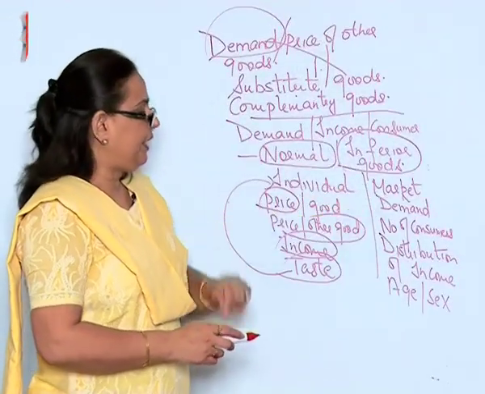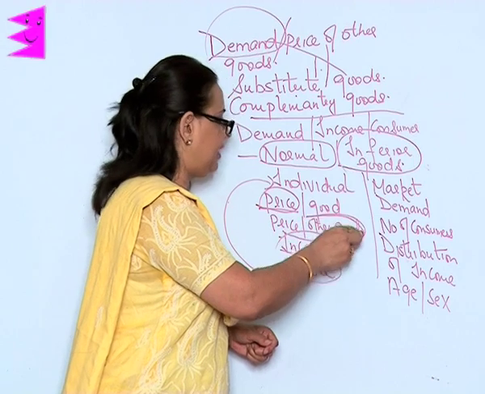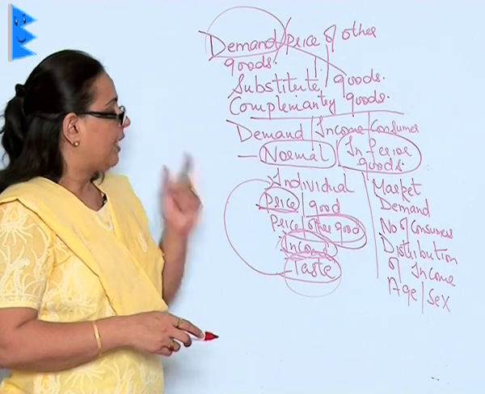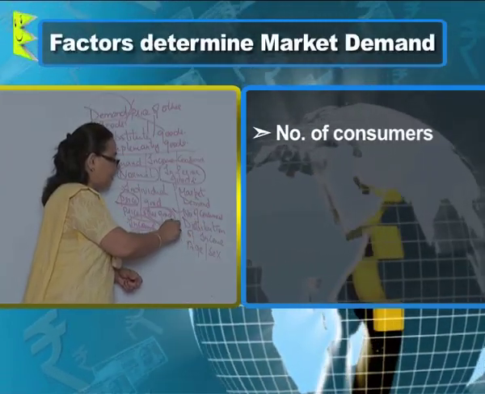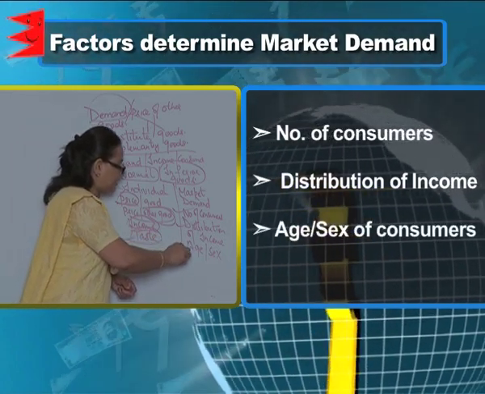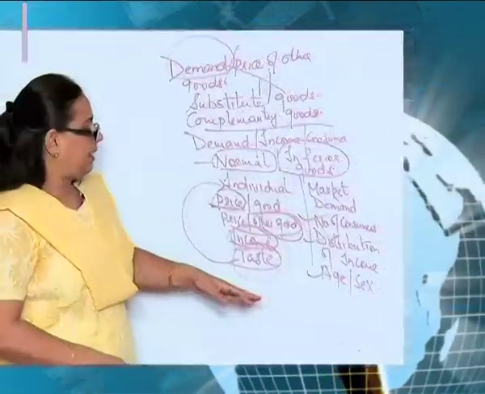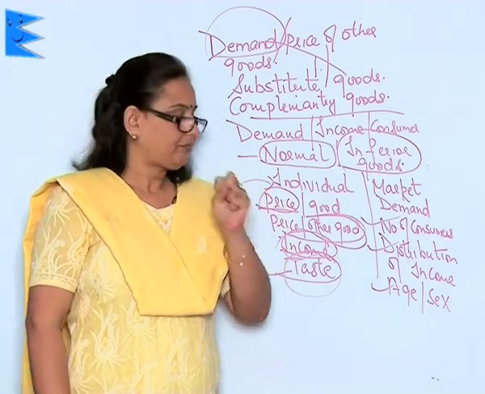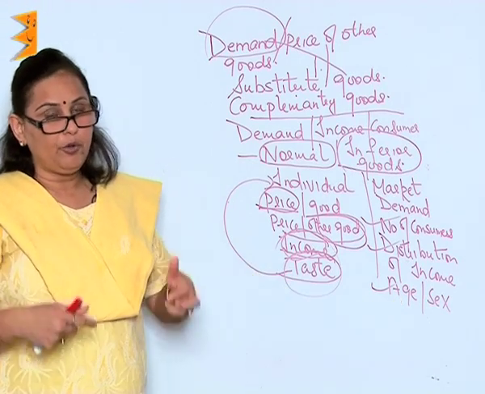But for the market demand, along with the price of the commodity, the price of the other goods, the income of the consumer, and the taste and preferences of the consumer, the other factors which determine the market demand are the number of consumers, the distribution of income, whether it is even or uneven, and the age and sex of the consumers in the market. It could be that if more people are within the young age bracket, or there is more youth in a country, they could be buying more electronic goods and cars.